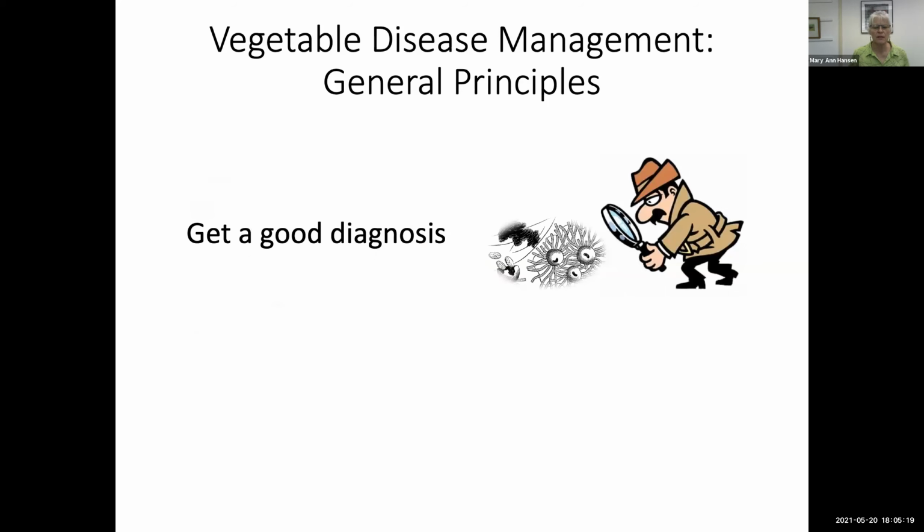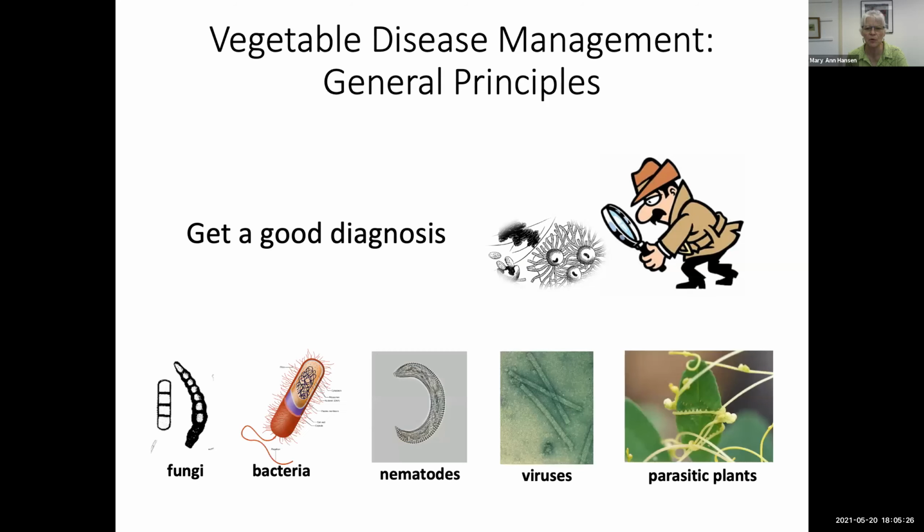And then the third thing that I would like you to remember as we go through this talk is that it's really important to get a good diagnosis of a problem. You may think you know what's wrong with your plant, but there are a lot of things that can look similar. If you don't know what caused the problem, you're not going to know what type of measure is going to control it. And unfortunately, with diseases, we're talking about a lot of different possible causes of the problem.